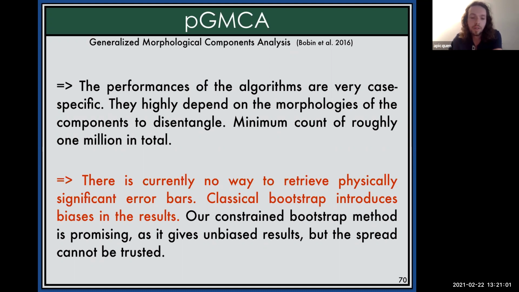On other supernova remnants or on other extended sources, we could have really interesting results, but maybe not as much as in Cassiopeia A because it's the brightest. There is currently no way to retrieve physically significant error bars, and that's the problem we discussed. Maybe the bootstrap or another type of bootstrap could be interesting, but more tests are needed.